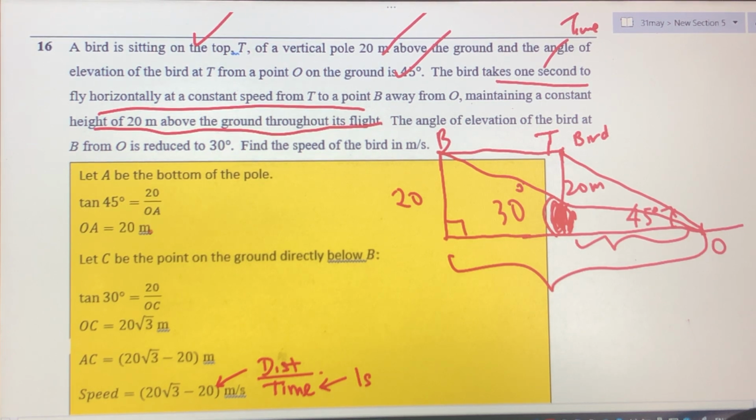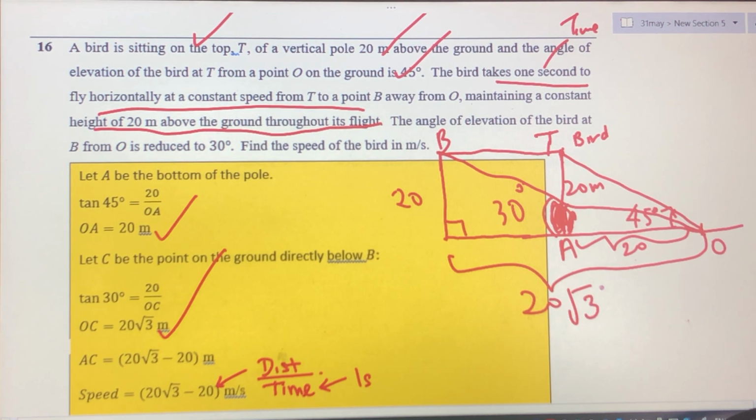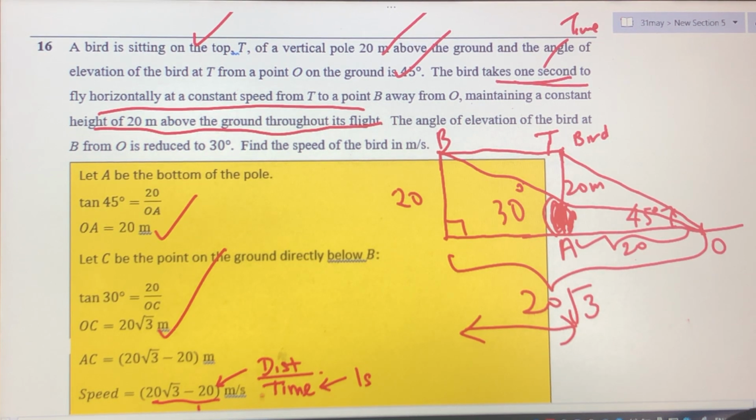Okay, so you find OA, okay, this is A, that is 20. You find OC, okay, then you will be able to find this distance. So speed is distance divided by time, but because it's only 1 second, you actually divide this by 1, and then that will be your answer already. Your answer is exactly this, because it takes 1 second to fly horizontally across.